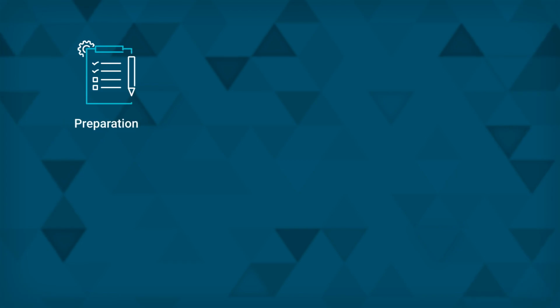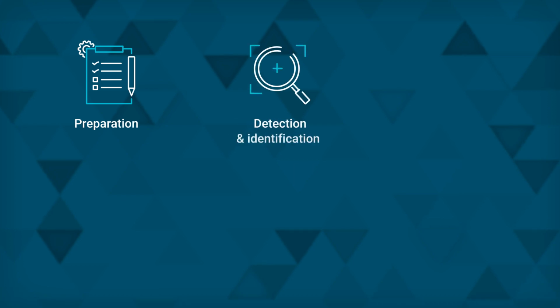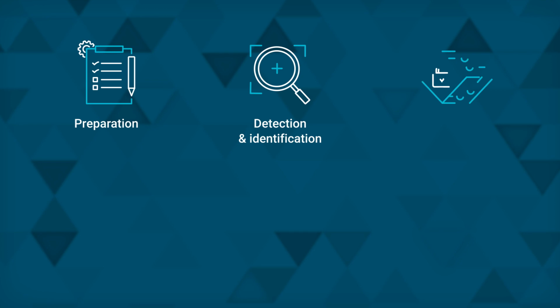The preparation phase, when you build your IR team and create policies, processes, and playbooks. The detection and identification stage, when you employ IT monitoring to detect, evaluate, validate, and triage security incidents. The containment phase, when you take steps to stop an incident from worsening and regain control of your IT resources.